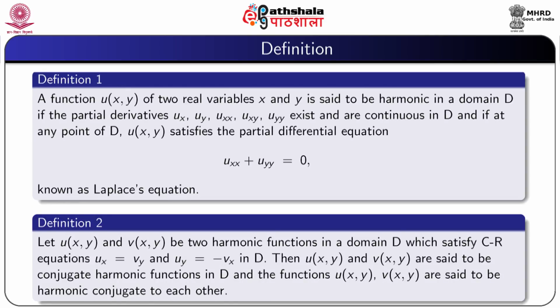Now, we define conjugate harmonic functions. Suppose that u and v are two harmonic functions of x and y in a domain D which satisfy the Cauchy-Riemann equations, that is ∂u/∂x equal to ∂v/∂y and ∂u/∂y equal to minus ∂v/∂x at every point of D. Then the functions u(x,y) and v(x,y) are said to be conjugate harmonic functions in D, and are said to be harmonic conjugate to each other.